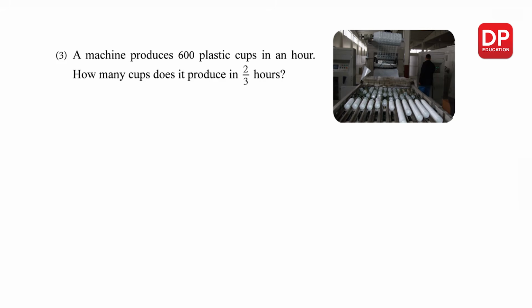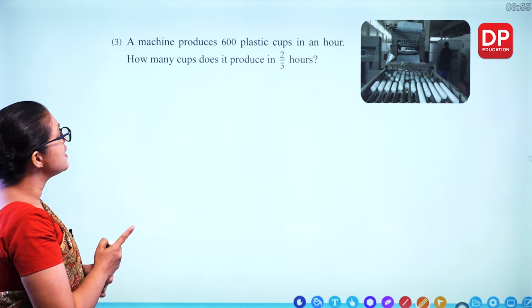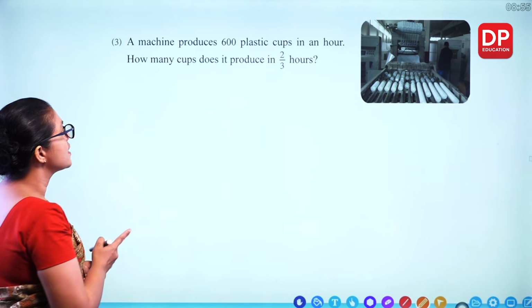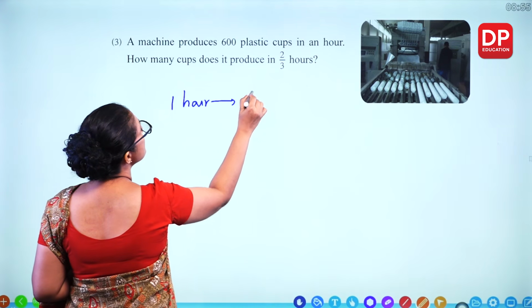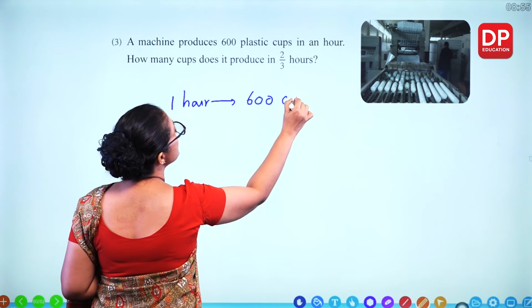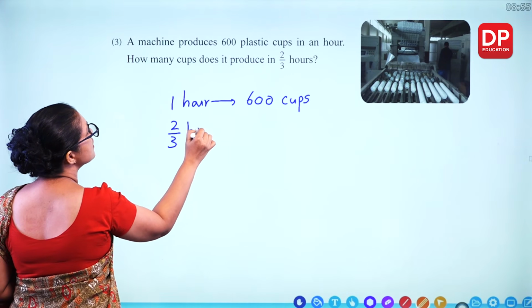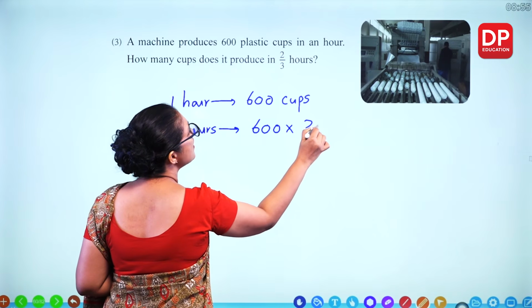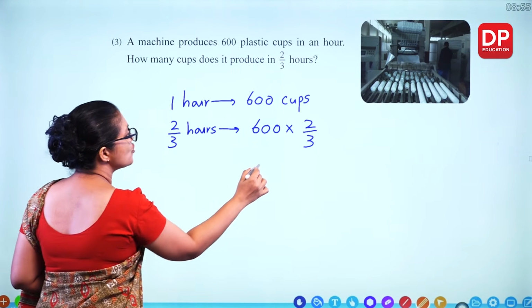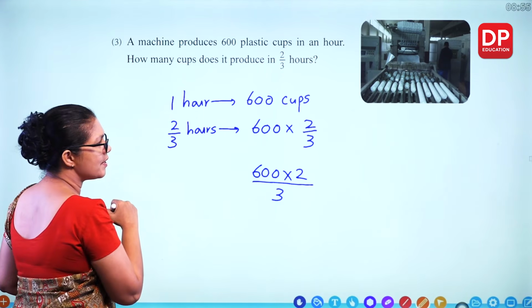Question number 3. A machine produces 600 plastic cups in an hour. How many cups does it produce in 2/3 hours? So 1 hour, 600 cups. They are asking in 2/3 hours. So that means 600 multiplied by 2/3. So what you do, 600 multiplied by 2, divide by 3.